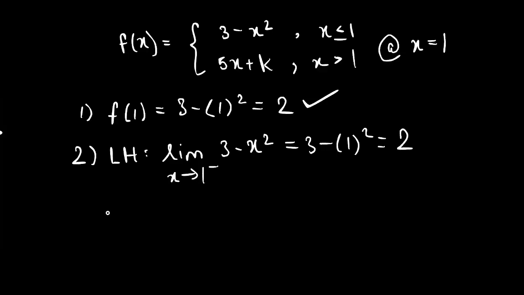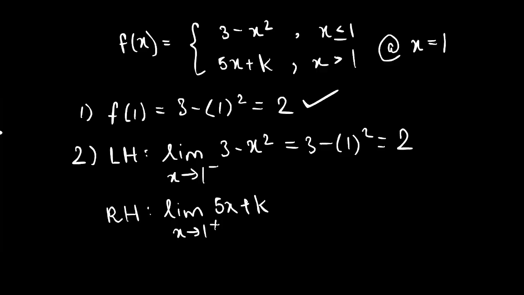And now we need to find the right-handed limit. The right-handed limit is the limit as x approaches 1 from the right of f of x, which is 5x plus k. Now comes the trickier part. What are we supposed to do here to make sure this k will allow our function to be continuous? This is different from what we were looking at before, but if we think about it for a minute, I think we can come up with a pretty clever solution.